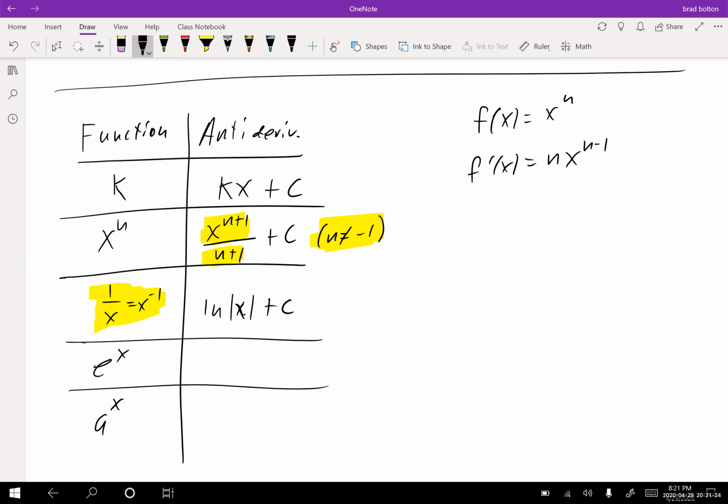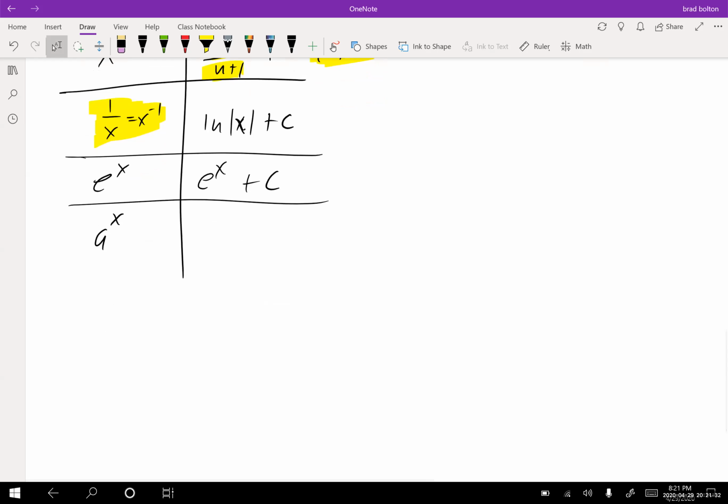Okay. e to the x, well, we know the antiderivative of e to the x is e to the x plus c, because the derivative does nothing, so then the antiderivative does nothing. And then a to the x would be a to the x over the ln of a, plus c, because the derivative of that is a to the x times the ln of a.